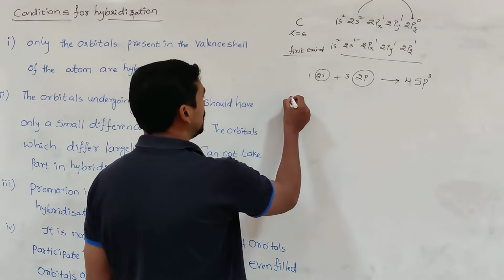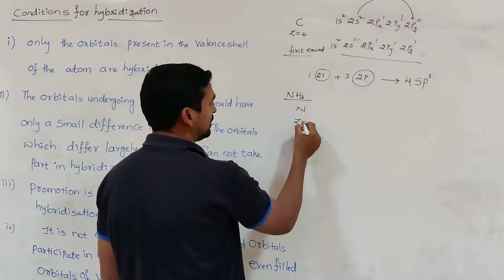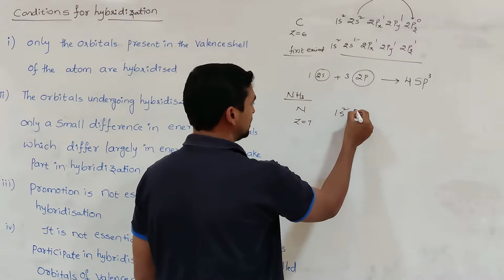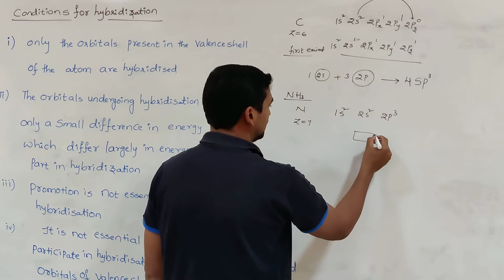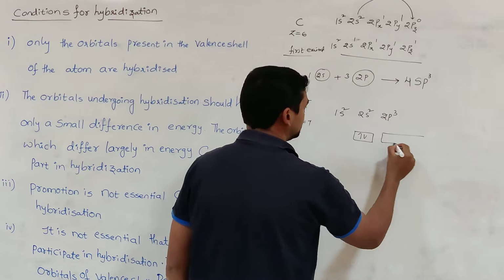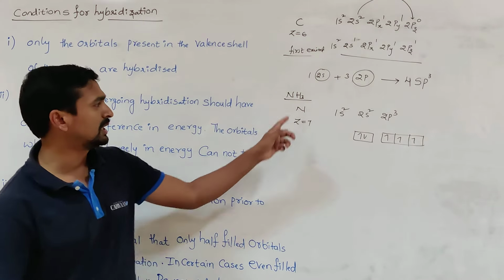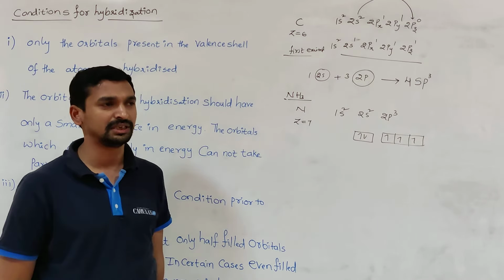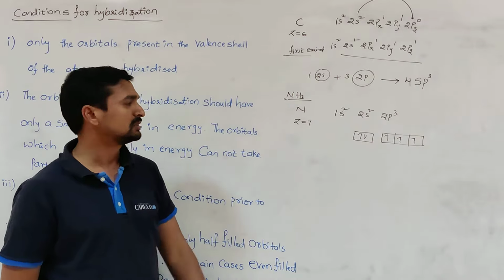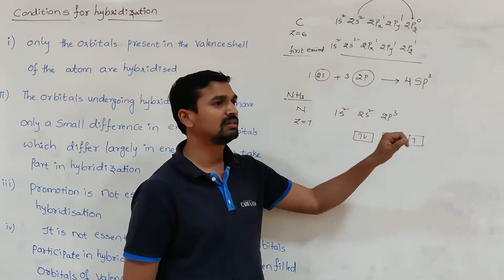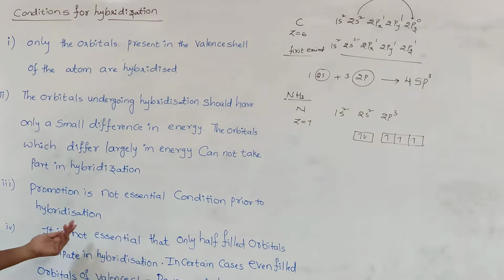But in the case of the ammonia molecule, NH3, what is the central atom? Nitrogen. What is the atomic number? 7. What is the configuration? 1s2, 2s2, 2p3. In the 2s orbital, the 2 electrons are paired, and 2p3 has 1, 2, 3. Around the nitrogen atom, how many bonds are present? 3 bonds are present. So to explain the valency of 3, we need only the 3 atomic orbitals. That's why these 3 atomic orbitals are involved in the hybridization. There is no need to promote the electron. So in all the cases there is no need to promote the electron.